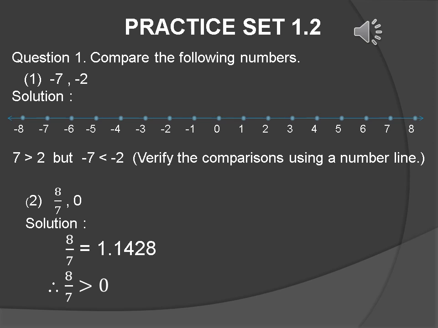Second question, 8 upon 7 and 0. 8 upon 7 is equal to 1.1428, which is greater than 0. On a number line, the number to the left is smaller than the number to the right. Therefore, 8 by 7 is greater than 0.